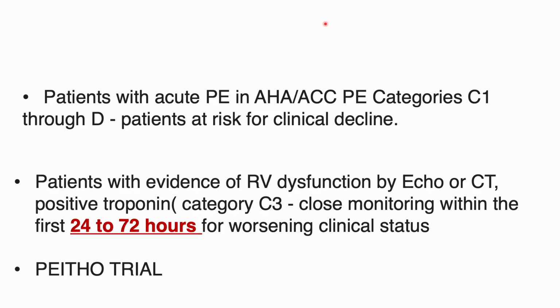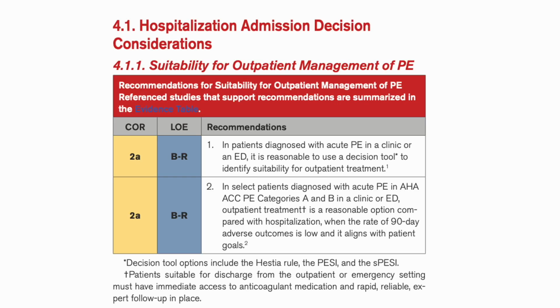So for my patient, Mrs. Mehta, there is no way I am sending her home. She will be initiated on anticoagulation in the hospital. And because she doesn't have shock, she probably can be managed in a ward if I can do a close observation. So what is the table in the guideline?